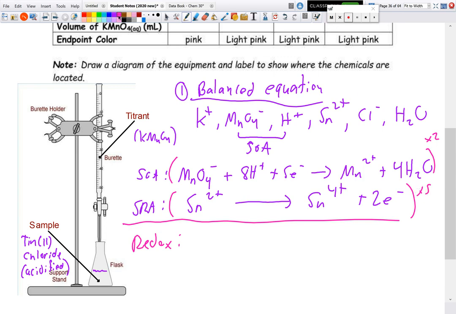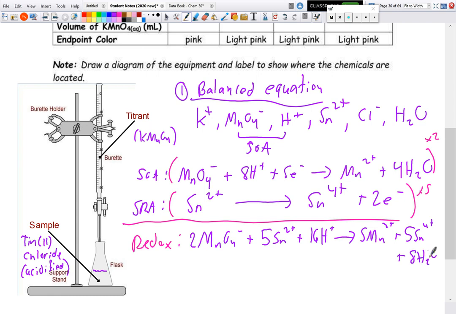And what we're left with, our redox equation, is 2 MnO4 minus plus 5 Sn2 plus plus 16 H plus produces 2 Mn2 plus, 5 Sn4 plus, and then plus our 8 H2O. So that is our redox reaction.